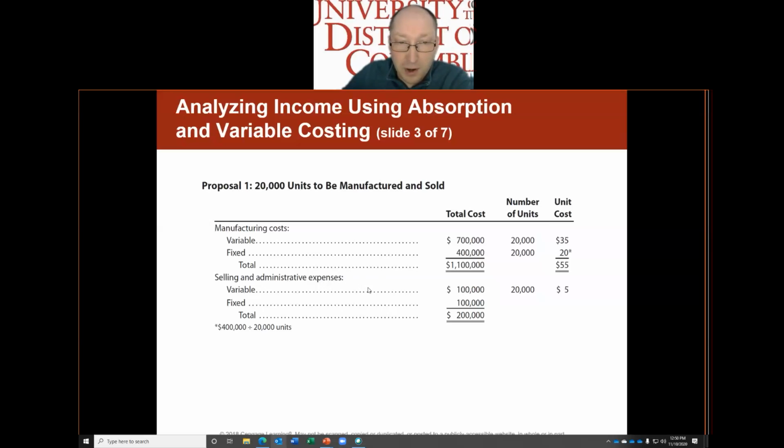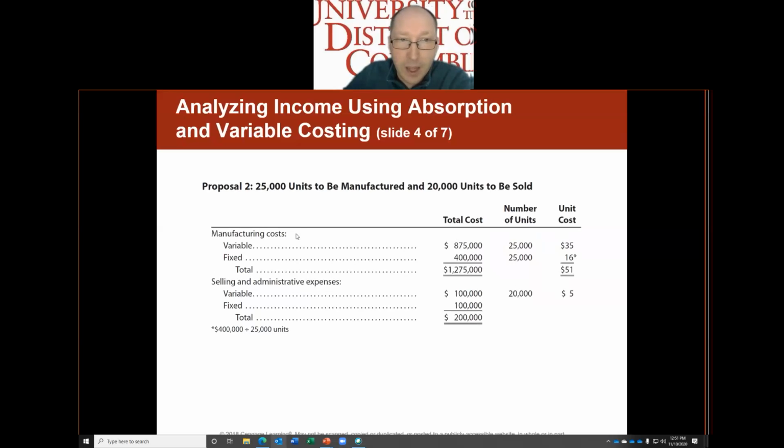Our selling and administrative expenses, variable costs 100,000, fixed costs 100,000, that's 200,000. Our variable selling and administrative expenses we figured were 100,000 because we took the total number of units to be sold times $5 per unit. Under proposal 2, this is selling 25,000 units. We do the same exact process.